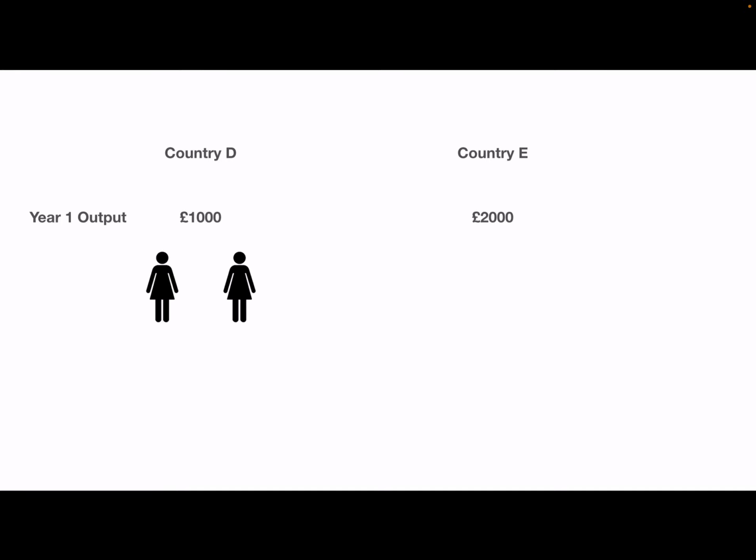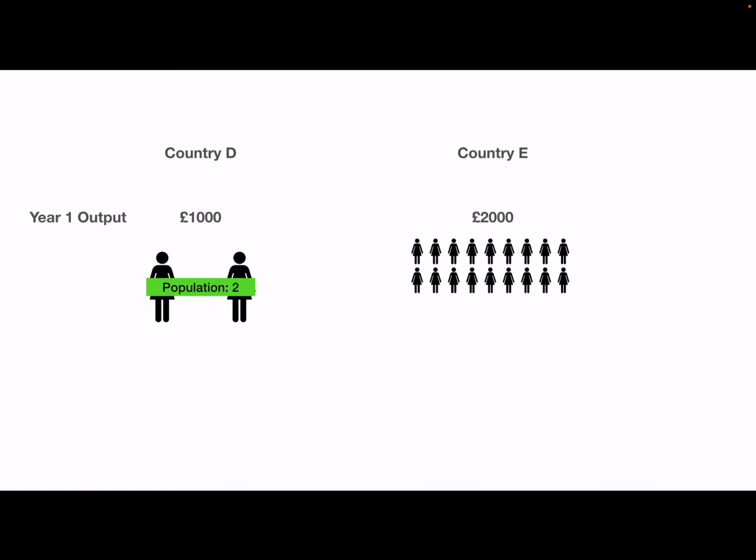However, what if I told you that in country D, you would be one of just 2 people? However, if you lived in country E, you'd be one of 1,000 people.